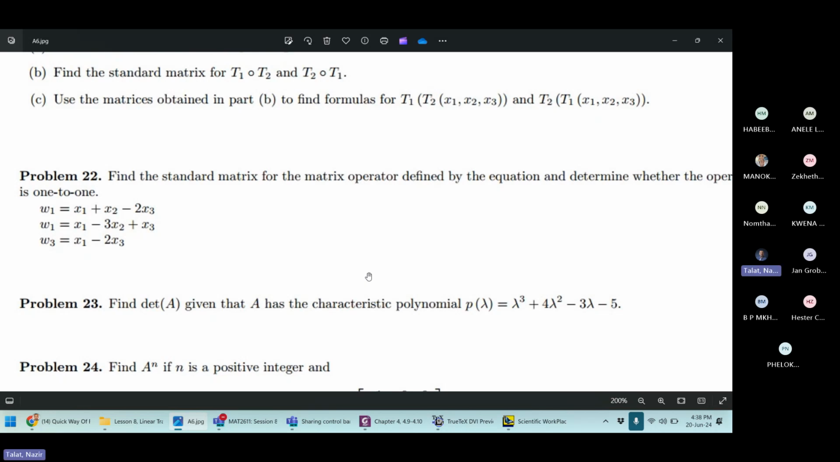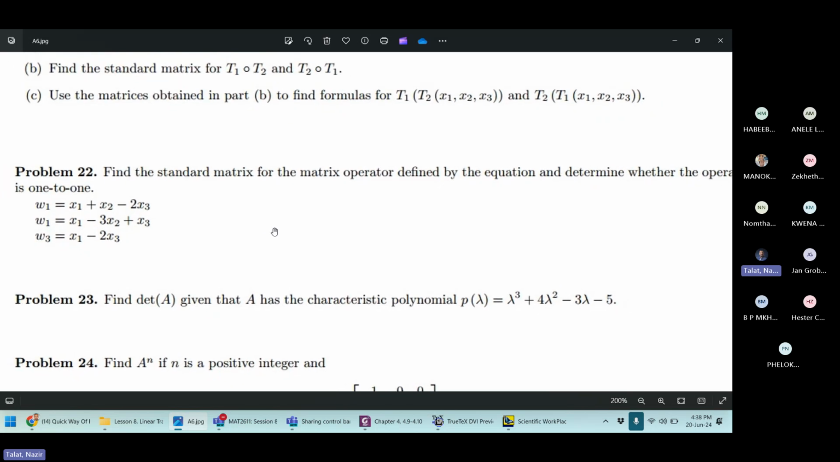The second thing is to check whether it's 1-1 or not. 1-1 means the matrix A is invertible. Just take its determinant. If the determinant is non-zero, then this matrix is 1-1, because there is a result that this operator T is 1-1 if and only if the matrix A is invertible. So just take its determinant. If the determinant is non-zero, then this operator T is 1-1. This is the simple technique to obtain that.